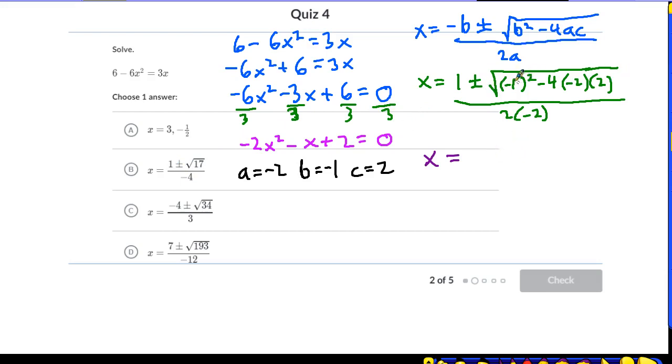So negative 1 squared, that's positive 1. Negative 1 times negative 1, positive 1. Negative 4 times negative 2 is positive 8. So this will be positive 1 plus 4 times 2 is 8, times 2 is 16. It's 1 plus 16. So this will be 1 plus or minus the square root of 17 all over negative 4. Bada boom, bada bing. We are done. Not too bad. Good job, people.